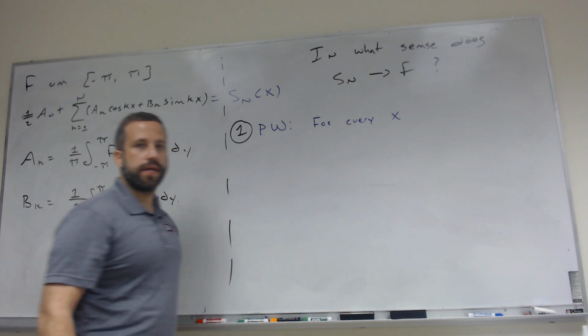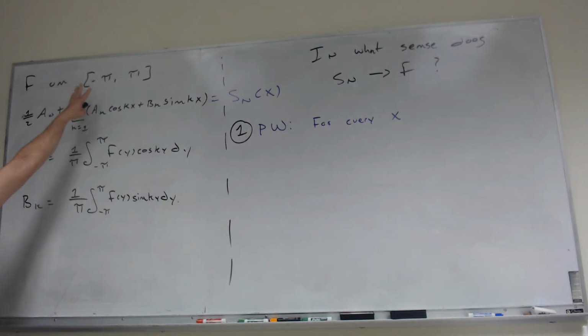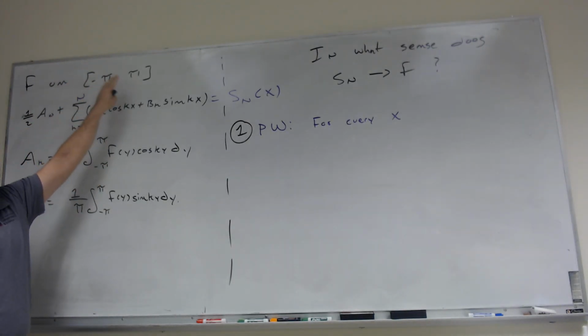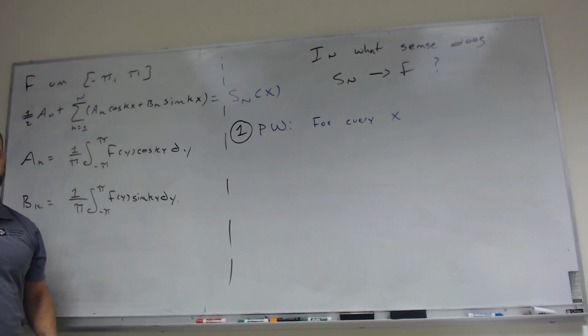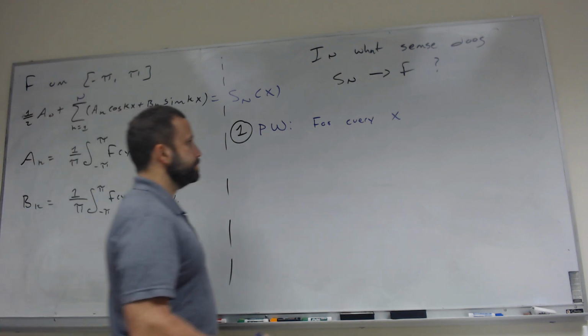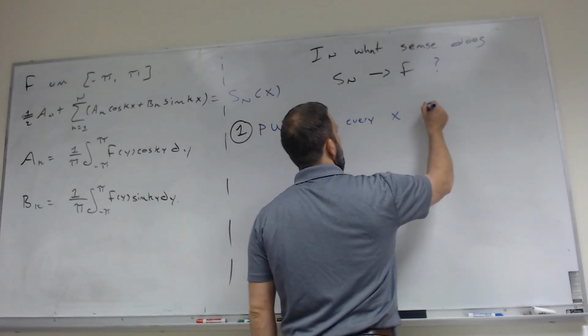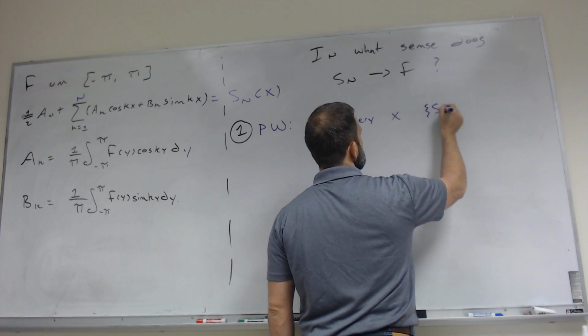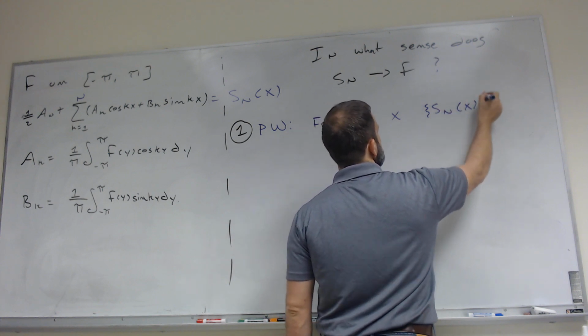and just because I don't want to keep writing, our universe is basically going to consist of minus pi to pi. Now we're going to be looking at periodic extensions of this function to make the proof work. And in that sense, maybe we're going from like minus 3 pi to 2 pi or something like that. But when I say for every x, I mean every x in minus pi to pi. So for every x, I can form this sequence, Sn of x.